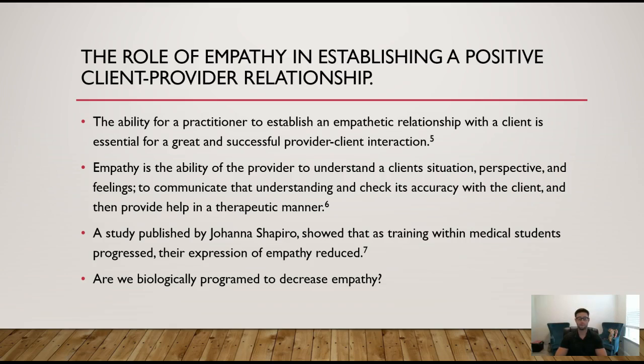successful provider-client interaction. There was an interesting study published by Joanna Shapiro that showed that training within medical students, as it progressed, their expression of empathy towards their patients reduced. And her major argument behind it was that this was a biological process that the medical students were going through. They were mentally separating themselves out and protecting themselves by focusing on the medical modalities and not the emotional components of dealing with their clients to make sure that they were sticking to the medicine and not acting on emotion, which I thought was very interesting. So it begs the question, are we biologically programmed to decrease empathy as we work with clients? Something that needs to be explored.